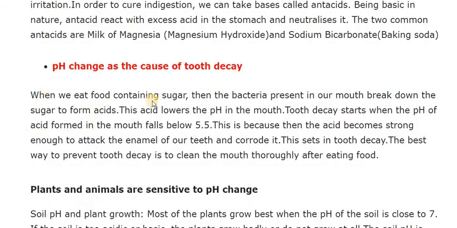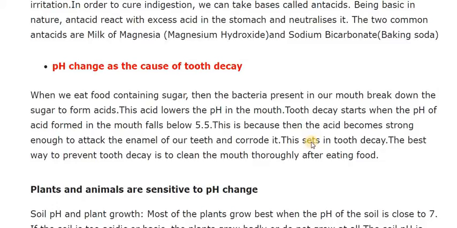When we eat food containing sugar, the bacteria present inside our mouth break down the sugar, and the sugar is converted into acid. So what happens in the mouth? An acidic medium is created, and due to the presence of the acidic medium, the tooth starts decaying. And this tooth decay starts when the pH of the mouth is below 5.5, because then the acid becomes strong enough to attack the enamel of the teeth and corrode it.